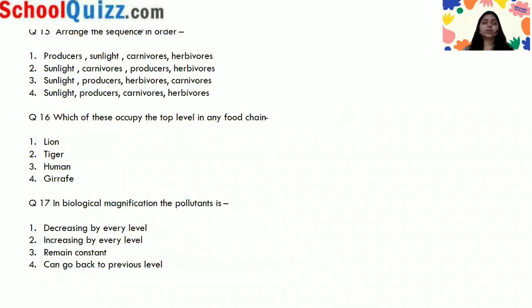Okay, so you have question number 15. Arrange the sequence in order. Number 1, producer, sunlight, carnivores, herbivores. Number 2, sunlight, carnivores, producers, herbivores. Number 3, sunlight, producers, herbivores, carnivores. Number 4, sunlight, producers, carnivores, and herbivores.